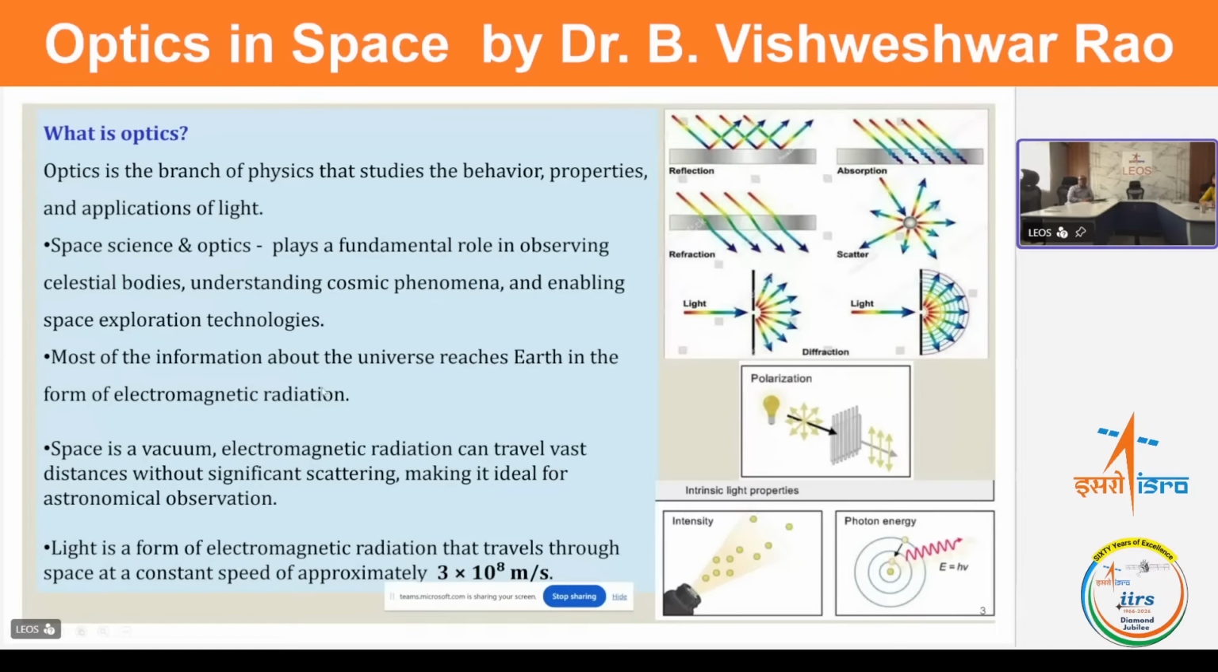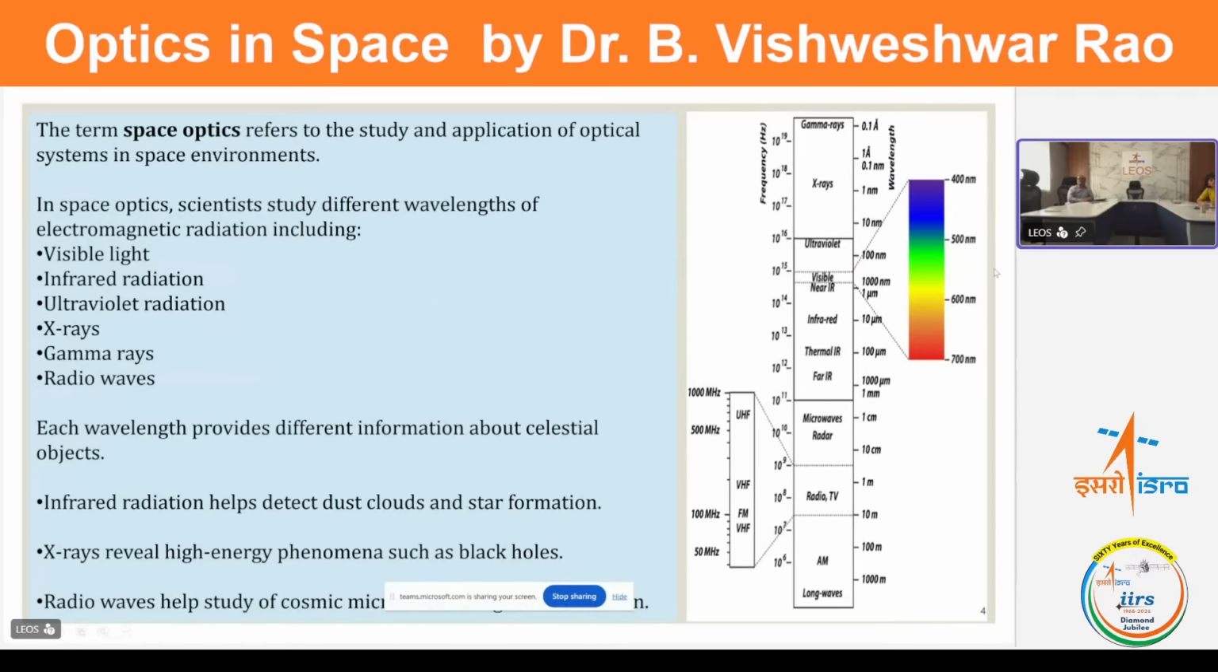So in space optics, scientists study different wavelengths of electromagnetic radiation, including visible light. Adjacent to here on the right side, I have shown the frequency and wavelength spectrum we are dealing with. Generally, gamma rays, X-rays, ultraviolet, visible, near IR, infrared, thermal IR and far IR. Most of the time, optical imaging will be done in the region from ultraviolet to far IR.